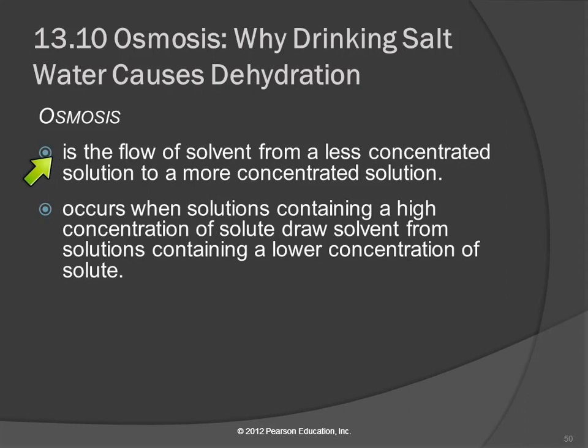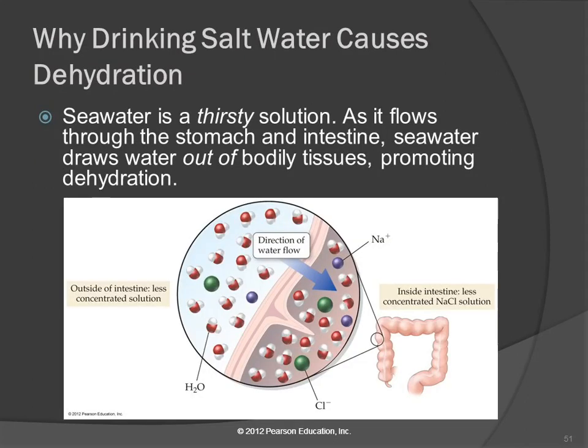Osmosis is the flow of a solvent from a less concentrated solution to a more concentrated solution. And so we observe osmosis when solutions containing high concentrations of solute draw solvent from the solutions containing a lower concentration. This just doesn't mean a lot. Okay, why? Here's a picture.